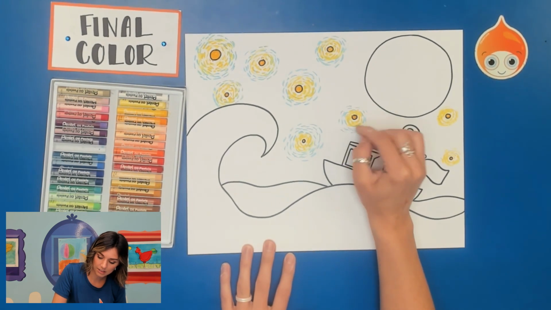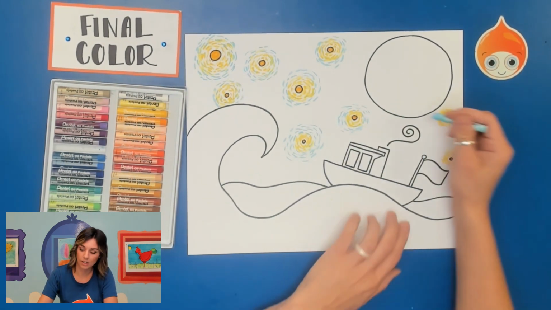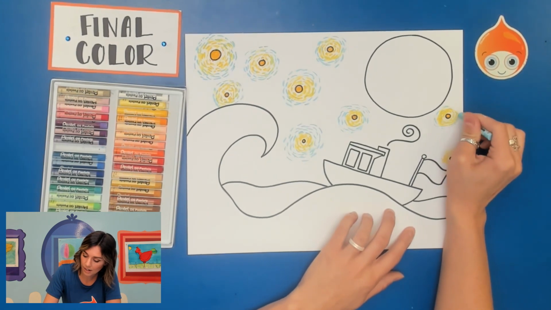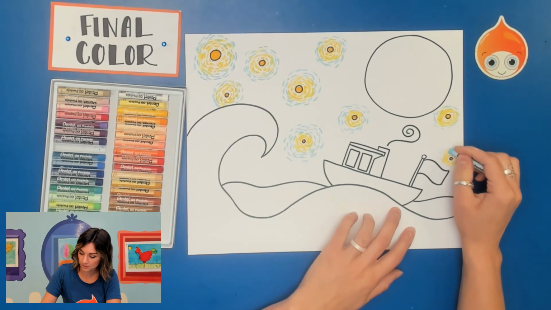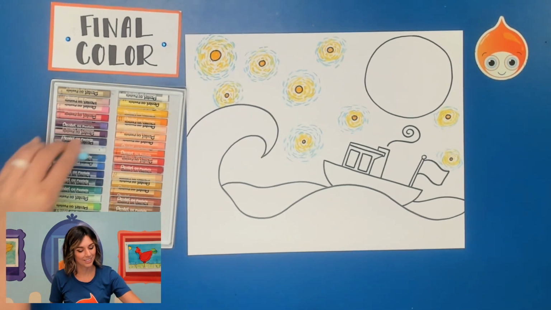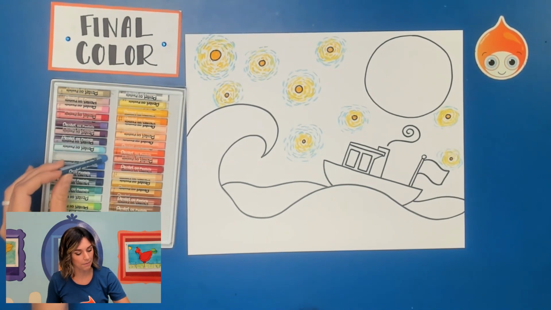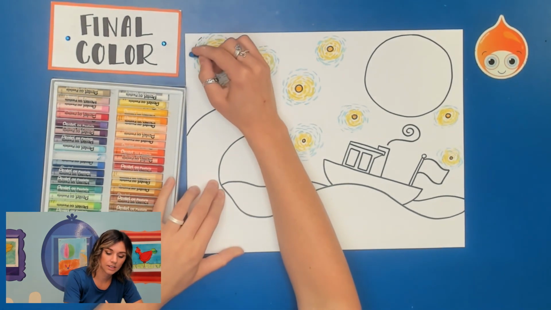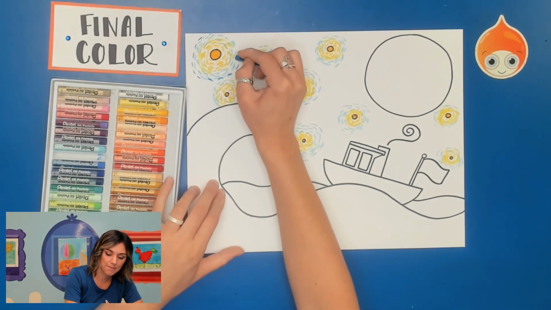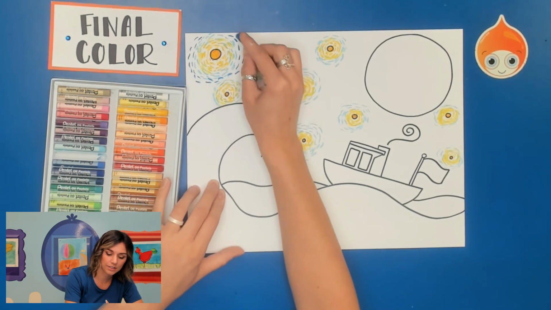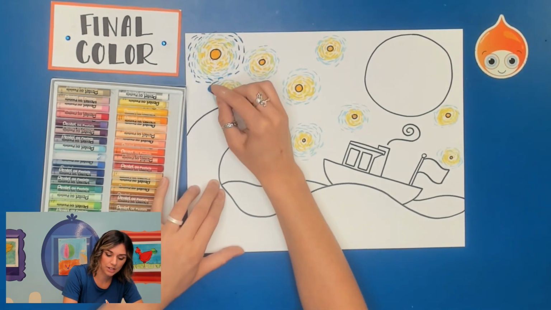All right, there's more of that. And around our stars here. And right there. Awesome, and we'll go ahead and get our medium blue, called cobalt blue in my box. And we'll do that same thing around and around our stars.